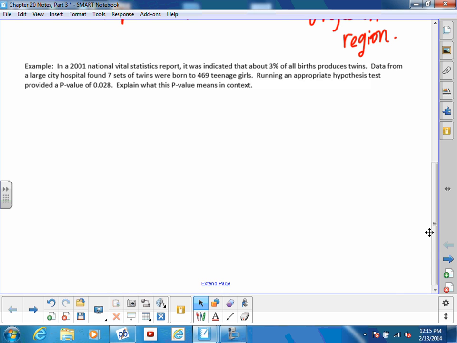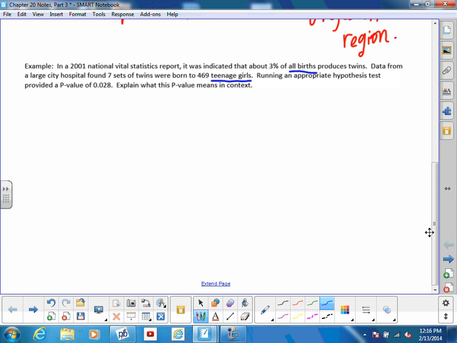Good. Yeah. If you are a teenage girl, and I don't think they even say more likely or less likely, is the rate at which you have twins different from the rate for all births? So that's kind of where we're headed with this. All right. So running an appropriate hypothesis test provided a p-value of 0.028. Explain what this p-value means.